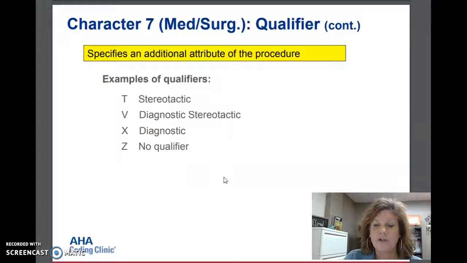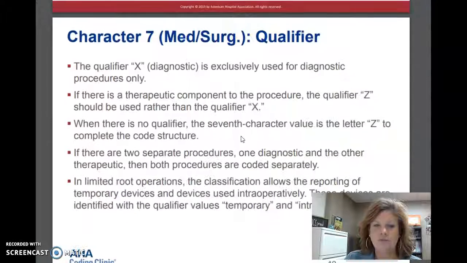Character 7 is our last one. Okay, usually a lot of times with character 7, it's going to be Z, no qualifier. We do have some that will be diagnostic in like a biopsy situation.